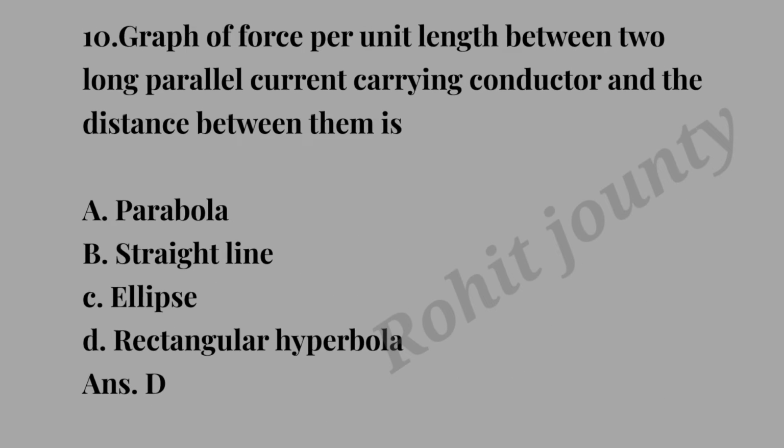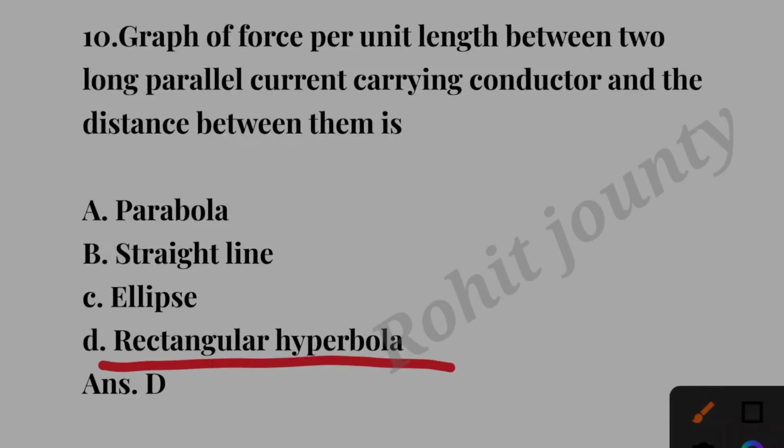Question number 10. The graph of the force per unit length between two long parallel current carrying conductors and the distance between them is: option A parabola, option B straight line, option C ellipse, option D rectangular hyperbola. The correct answer is option D, rectangular hyperbola. The graph of the force per unit length between two long parallel current carrying conductors and the distance between them is a rectangular hyperbola. Option D is the correct answer.